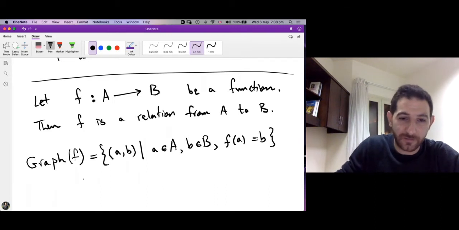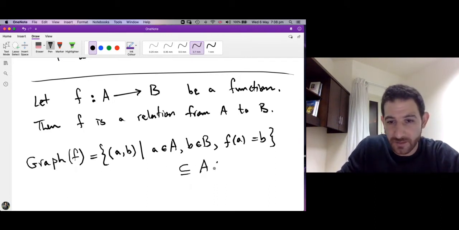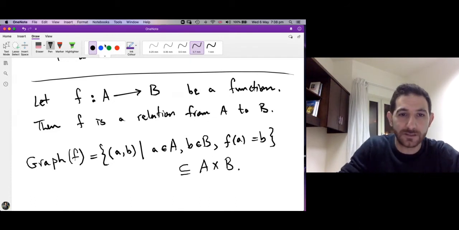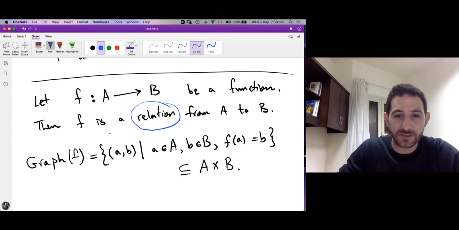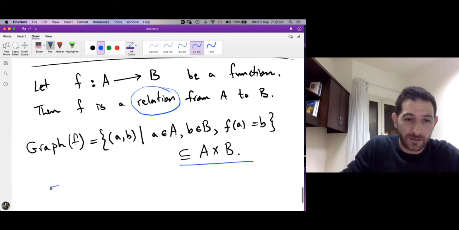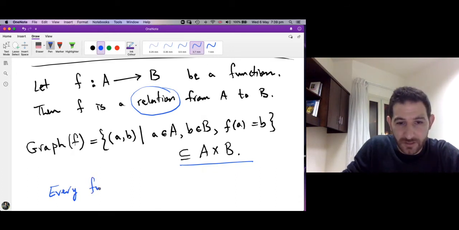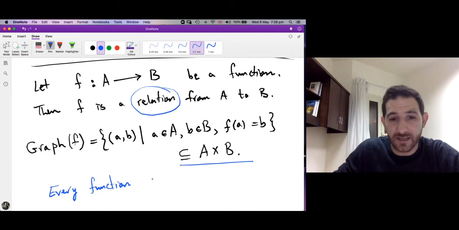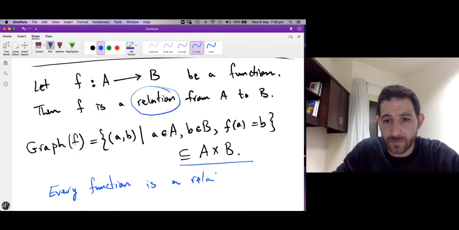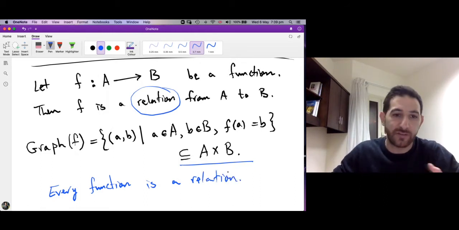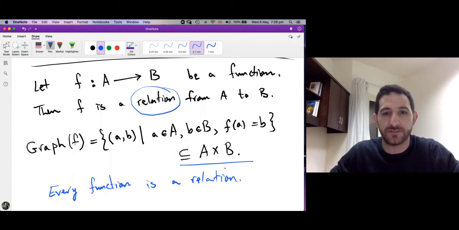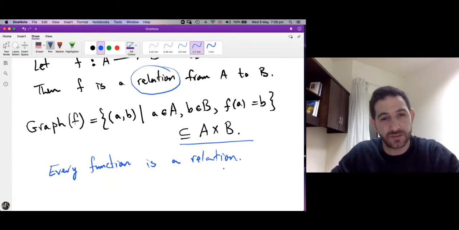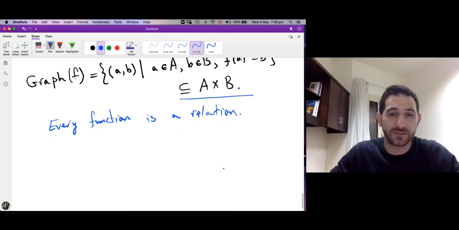Okay, so since the graph of f is a subset of A cross B, then by definition it's a relation. Because this is what a relation from A to B is: a subset of A cross B. So this means that every function can be seen as a relation, but not vice versa. Not every relation is a function. We've seen this before, because one element could have two or more images. So relations are a more general concept than functions.